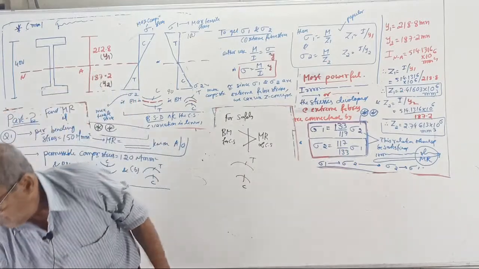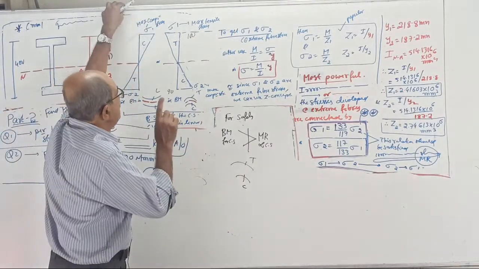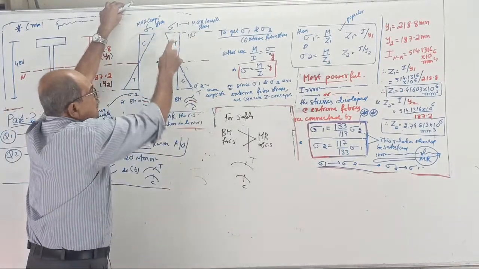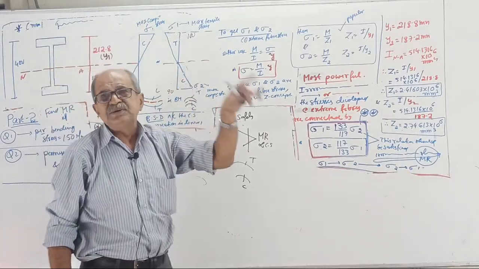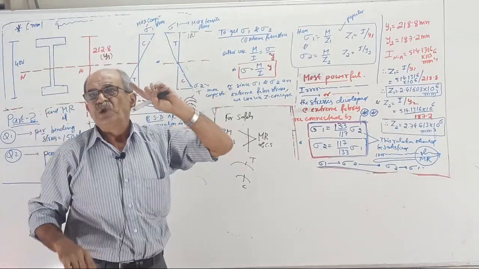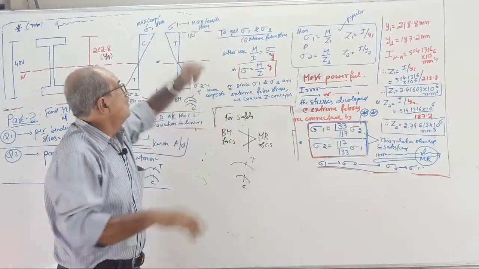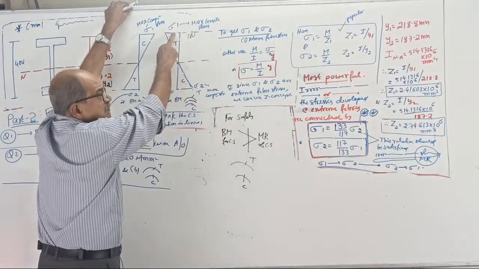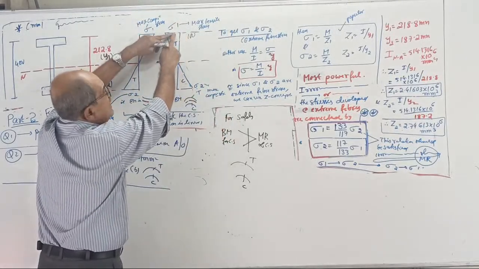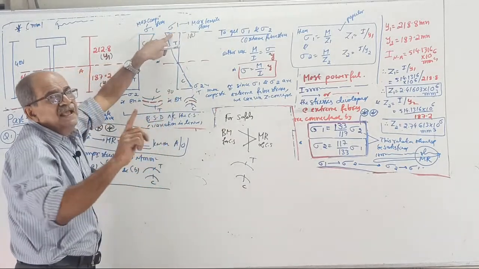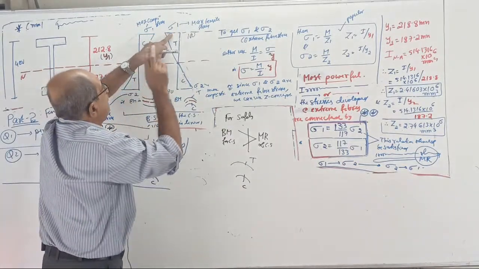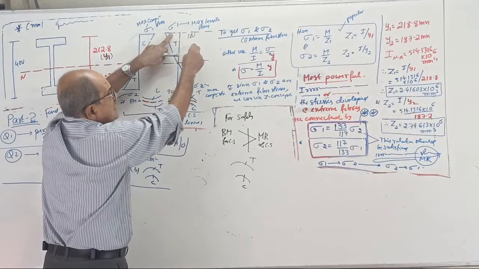So now remember, when you find MR, you go for as much stress as possible, but not beyond the limit. Now, suppose the stress limit is given here. Do not blindly substitute the stress limit and find MR equal to F sigma 1 Z1.